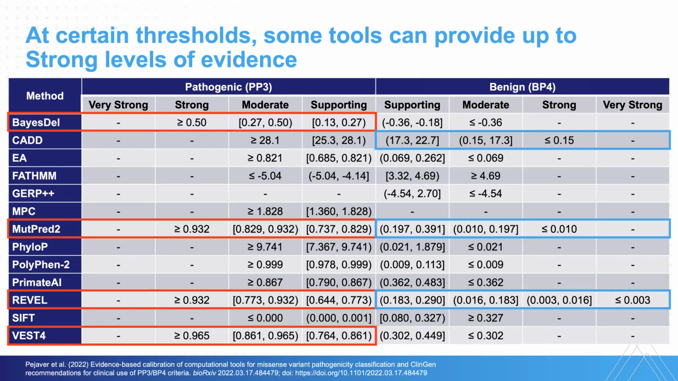There's another question too about inheritance patterns. For missense changes causing autosomal dominant versus autosomal recessive disease, should you consider different thresholds?